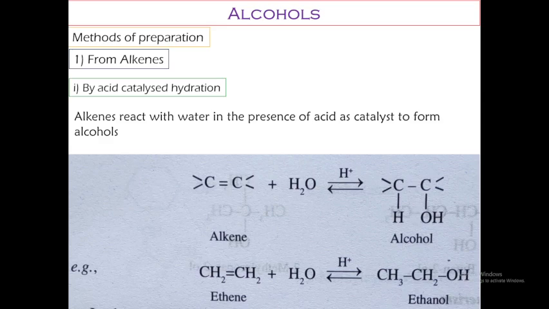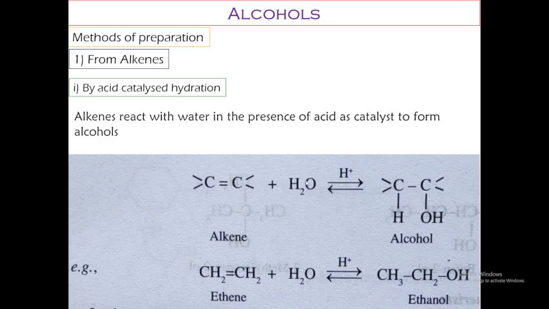Alcohols can be prepared from alkenes. The first method is by acid catalyzed hydration reaction. So here essentially the reaction is hydration. That means the addition of water molecule across the carbon-carbon double bond. Here alkene reacts with water in the presence of acid as catalyst to form alcohol.